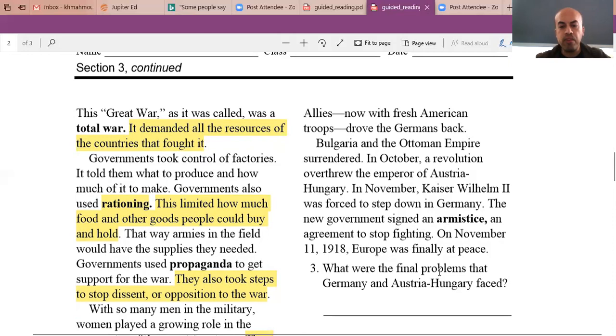So what were the final problems that Germany and Austria and Hungary faced? This is this part here. In Germany, Kaiser Wilhelm was forced to step down. The new government signed an armistice. This is for Germany and also for Austria and Hungary. A revolution overthrows the emperor of Austria and Hungary. This is the answer for question number 3.